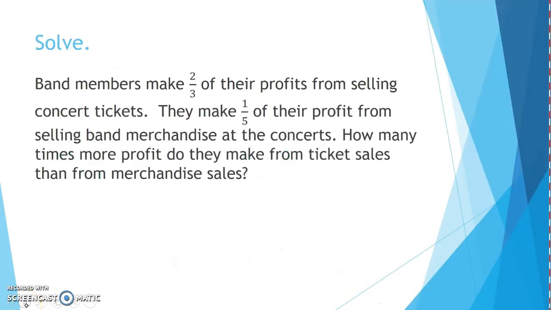Okay, so we have another word problem. These can be kind of tricky, so I like to add a couple word problems in here when I can. So it says band members make 2/3 of their profits from selling concert tickets. They make 1/5 of their profit from selling band merchandise at the concerts. How many times more profit do they make from ticket sales than from merchandise sales?